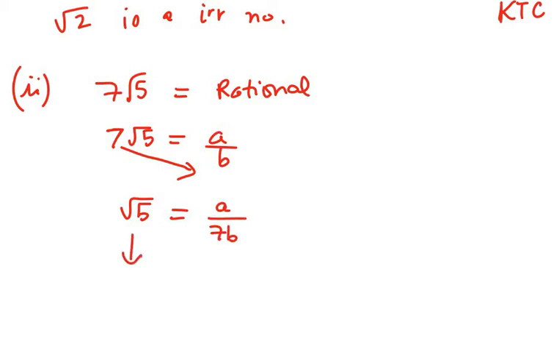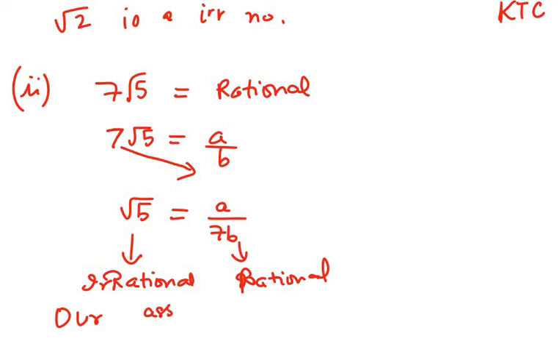Now you can see that my left hand side is under root 5, that is irrational, and my right hand side is rational because it is in the form of p by q. So one is irrational and the other is rational. Therefore again we can say that our assumption is wrong. Therefore we can say that 7 under root 5 is irrational. So complete this.